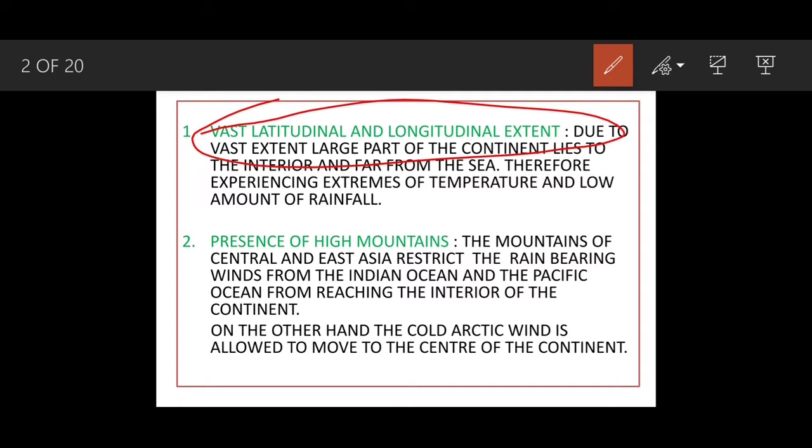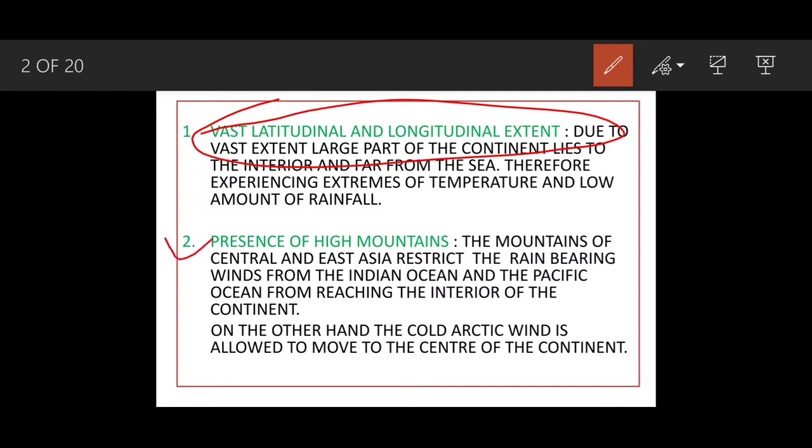Due to this, the large part of the continent which lies interior, away from the sea, experiences extreme climate, means temperatures are very high during summer and very low during winter. So this creates a problem, and also low amount of rainfall. Whereas the areas close to the sea experience moderate climate. So this is how the climate of Asia is affected by its vast latitudinal and longitudinal extent.